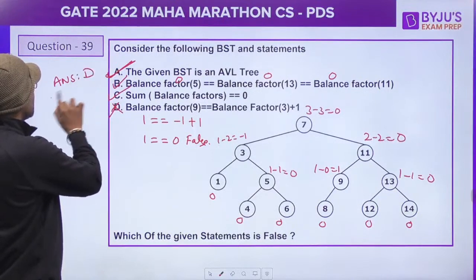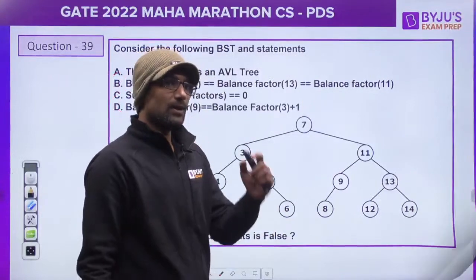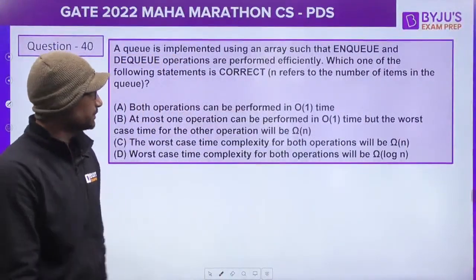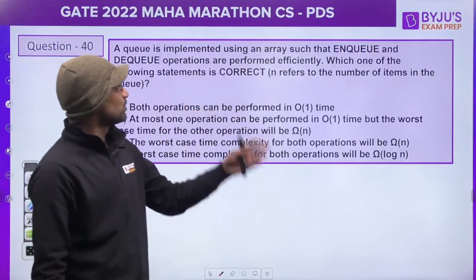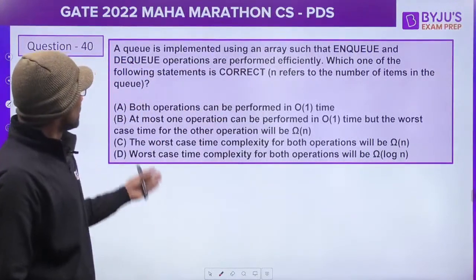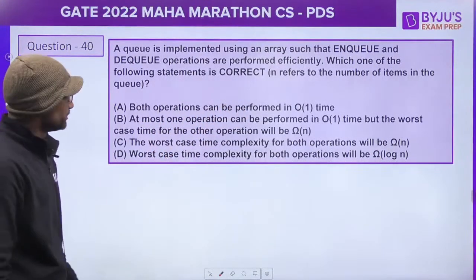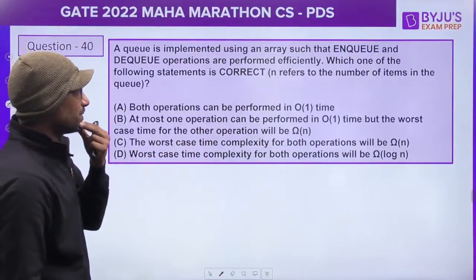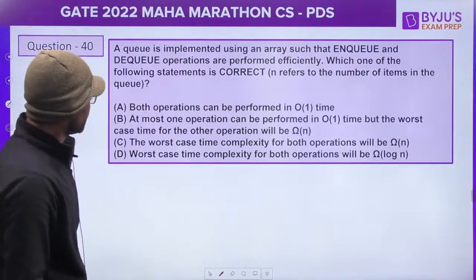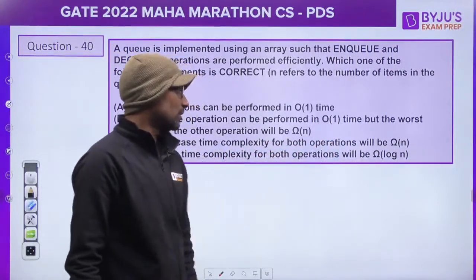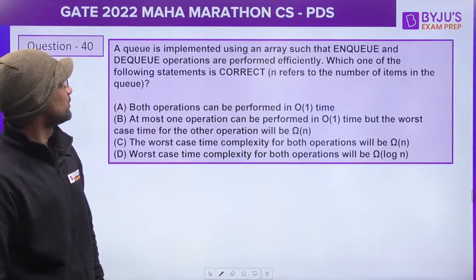We want the false statement. Okay. Last question of this marathon for this subject. A queue is implemented using an array such that enqueue and dequeue operations are performed efficiently. Which of the following statements is correct? Both can be performed in big O of 1. At most, one operation can be performed in big O of 1, but the worst case time for the other operation will be omega of n. Worst case time complexity of both operations will be omega of n. Worst case for both operations is omega of log n.